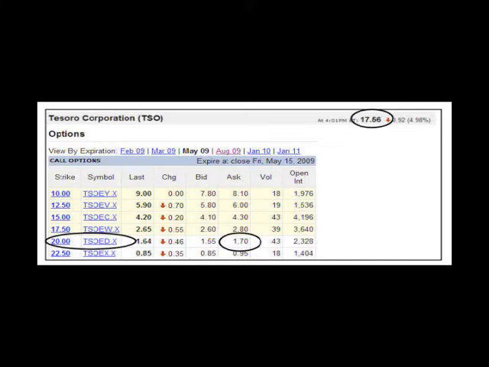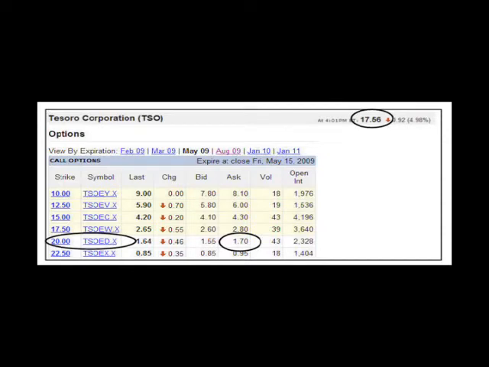Now, option contracts normally cover 100 shares of stock. If we purchase one May 20 strike call option at 1.70, we would pay $170 plus commission. The value of this call option on option expiration day would be determined by the price of Tesoro stock. Tesoro stock is currently trading at $17.56. Purchasing the 20 strike call option would be considered an out-of-the-money option, as the 20 strike price is greater than the current Tesoro stock price of $17.56.